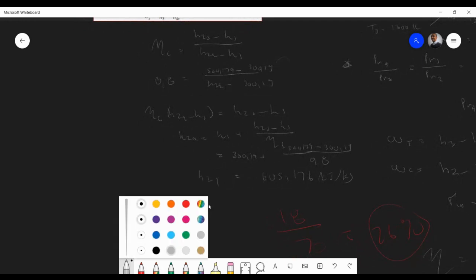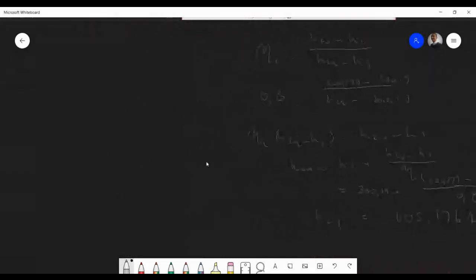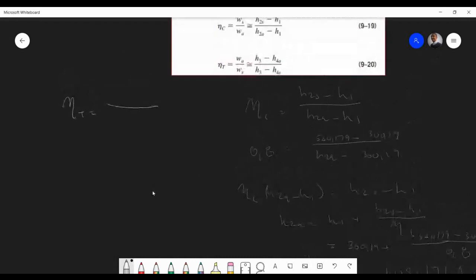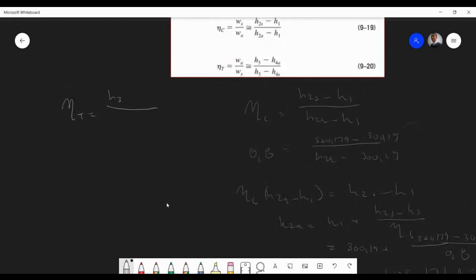I'm going to add thickness here. Okay, so what we do now, we have the same value. So that's H2A now, right? We'll get to it when we start using them. So we have the turbine. Basically, it's the actual work, which is on top, and obviously the isentropic work. So remember, the turbine is actually doing less work than it's supposed to, and obviously the compressor has to work more.